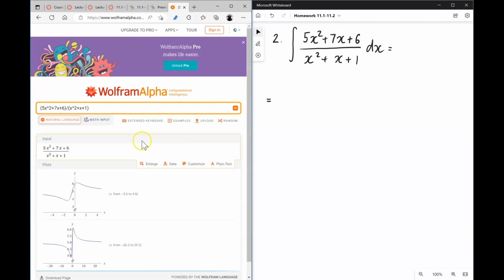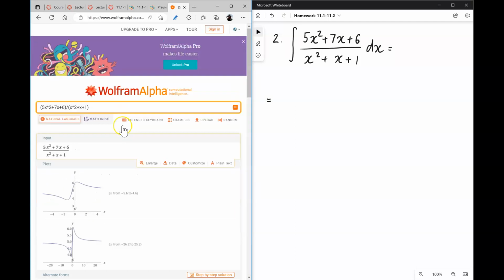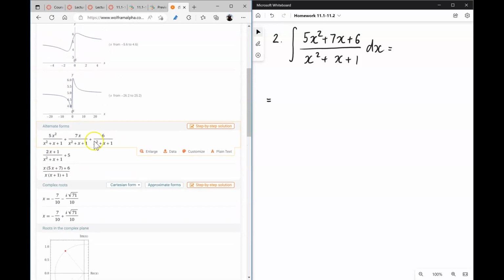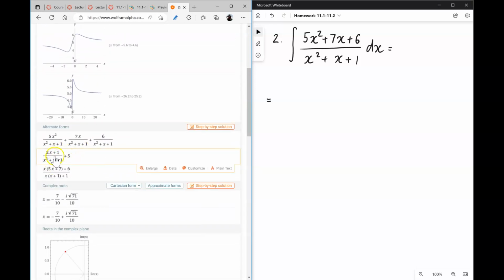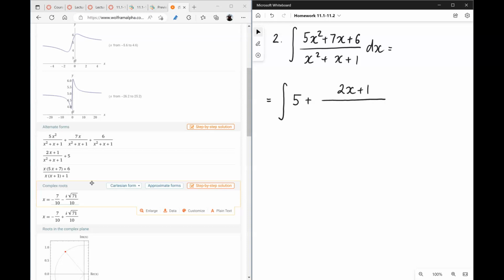And we're going to look for one of the alternative forms right over here. We're going to write it as the quotient plus the remainder divided by the divisor. And the idea is that now it's definitely a simpler integral. We're going to use the linearity of integrals and split it into two.